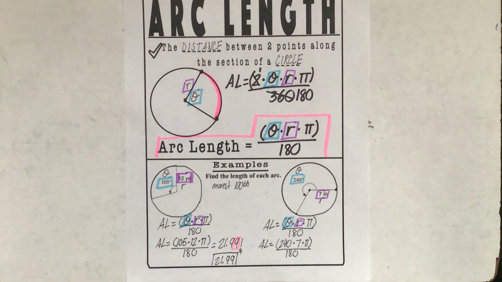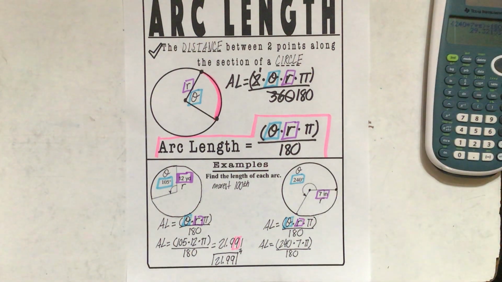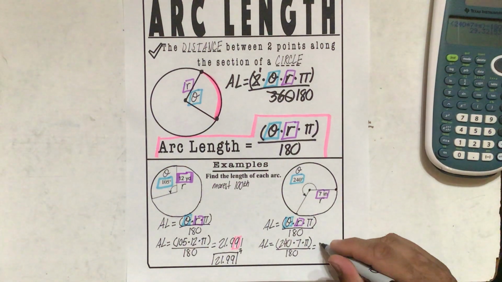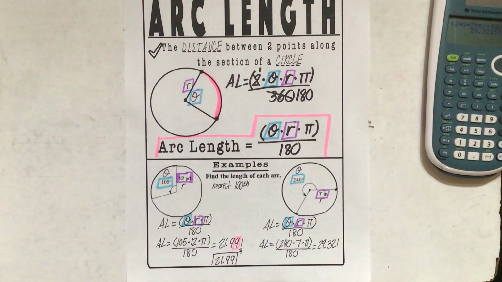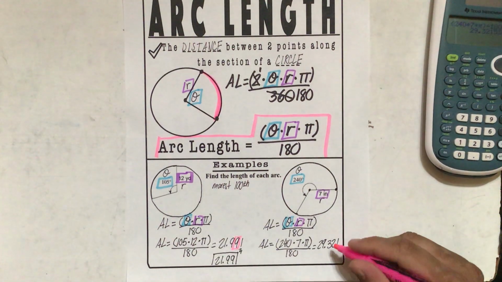So again, when you are entering this in your calculator, you must include the parentheses. Parentheses 240 times 7 times pi, parentheses, you have got to put in both, divided by, the line means divided by 180, and that gives you 29.321.